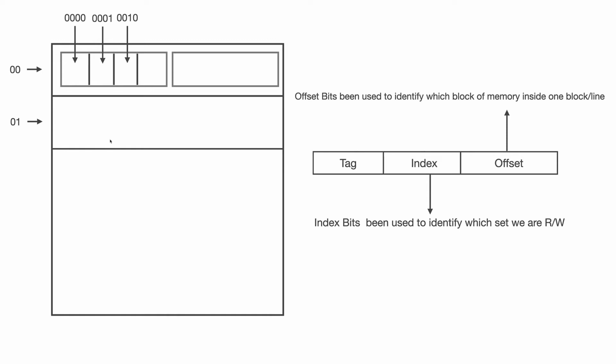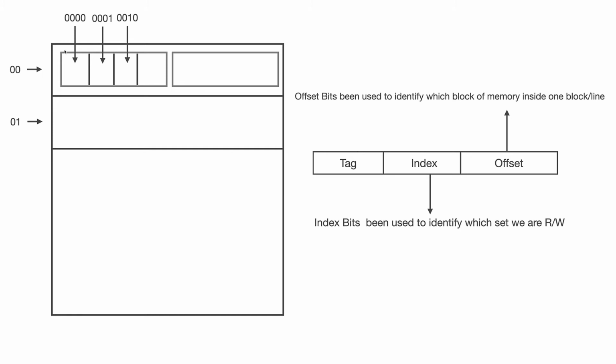This cache is divided into several smaller spaces. For example, we have set 00 and set 01. Although in this case we have more than two spaces, the set index shouldn't just use 2 bits, but it's just one illustration. So we need to use some bits to identify which set we are talking about.